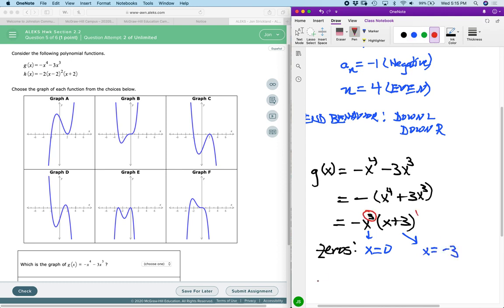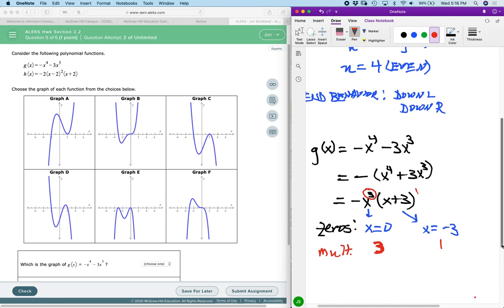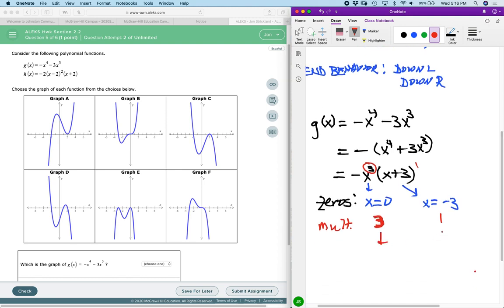And we have with the multiplicity, x equals 0 has a multiplicity of 3, since that stems from x to the 3rd. X equals -3 stems from just x plus 3, which you would say is to the 1st. And since we have odd valued multiplicities, you're going to have to cross at both x equal to 0 and x equal to -3.